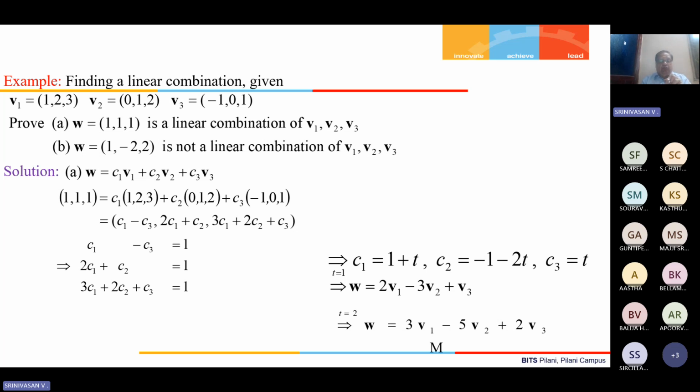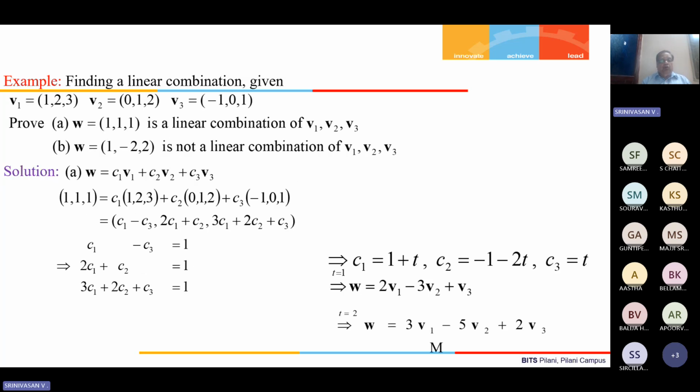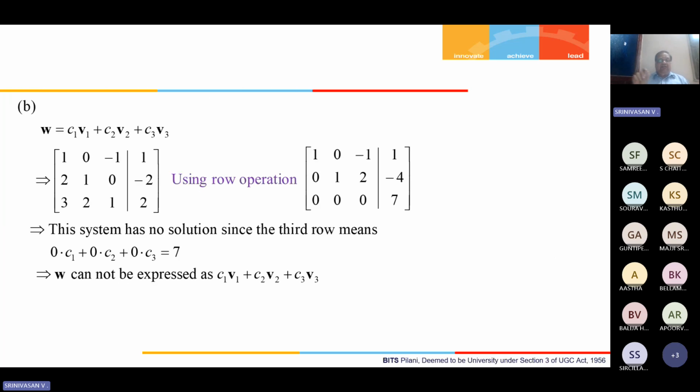Because C1 V1, C2 V2, C3 V3. So we are taking the first components to form the first row. Then 2, 1, 0: second component, second component, second component. Similarly, third, 3, 2, 1. So the first, second, third components of the three vectors take the places of the first row, second row, third row, if it is taken in the matrix.